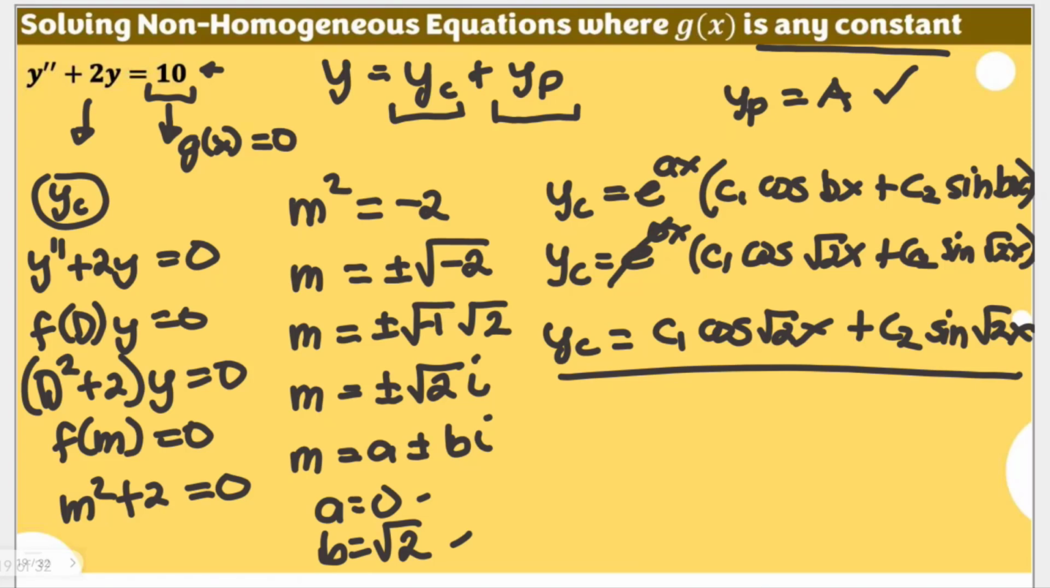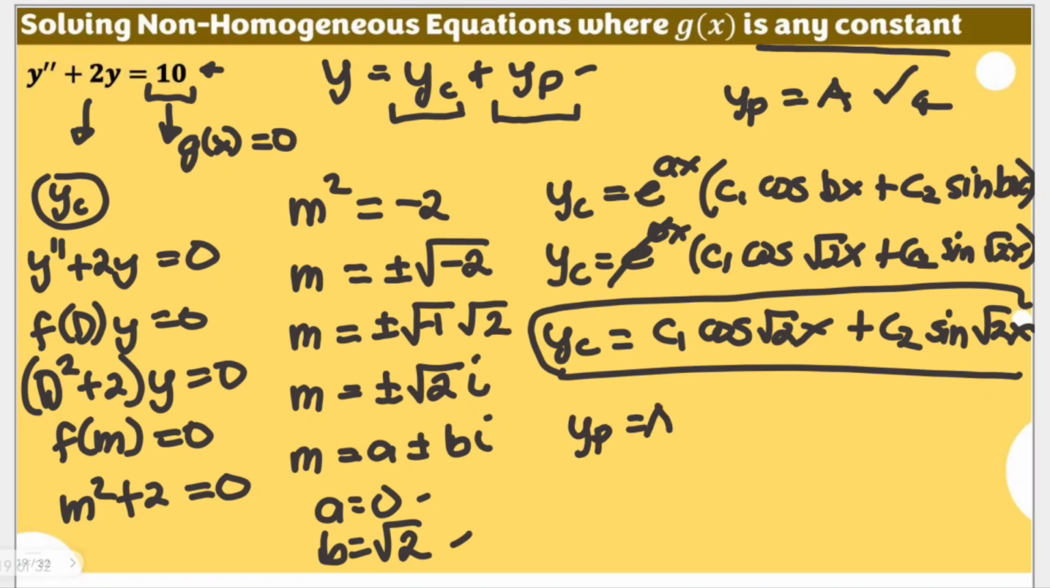This is just y sub c. We need to look for y sub p to complete our solution here. So let's use this as indicated in our table earlier. Our y sub p is equal to A, but we need to get the actual value of A. You can do this by differentiating this y sub p up to the highest order of our equation here. It's second order, so we'll go until the second derivative. The first derivative of y sub p, A being a constant, is 0, and that also automatically means that the second derivative is also 0.